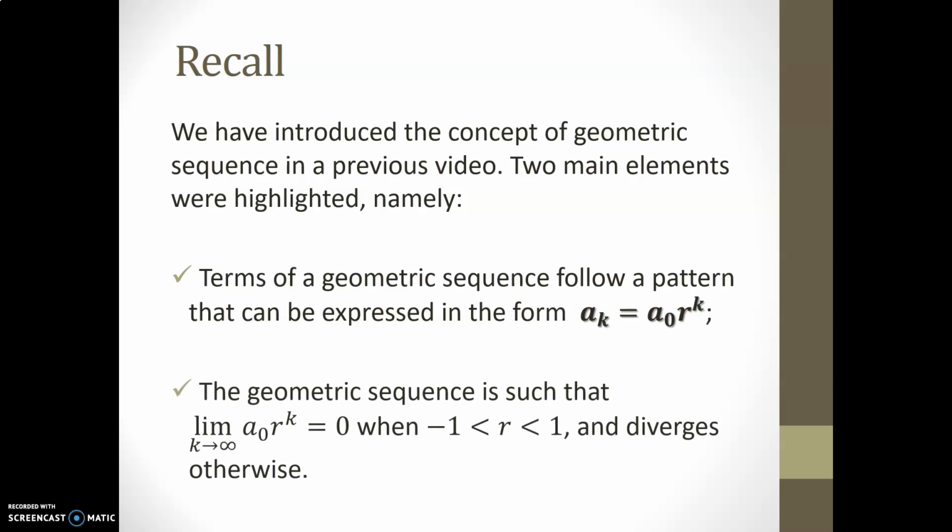The geometric sequence is always such that its limit goes towards 0 when the ratio is between -1 and 1, and it diverges in all other situations.